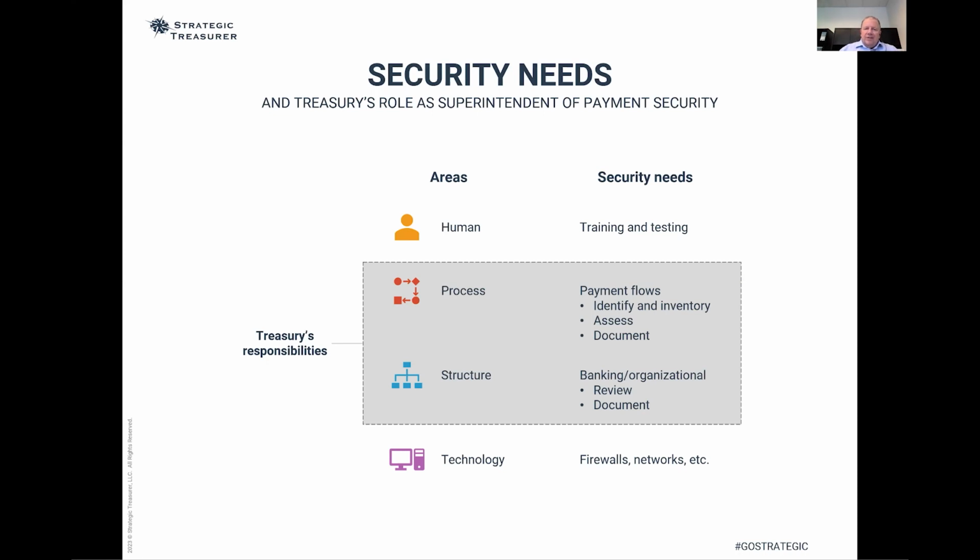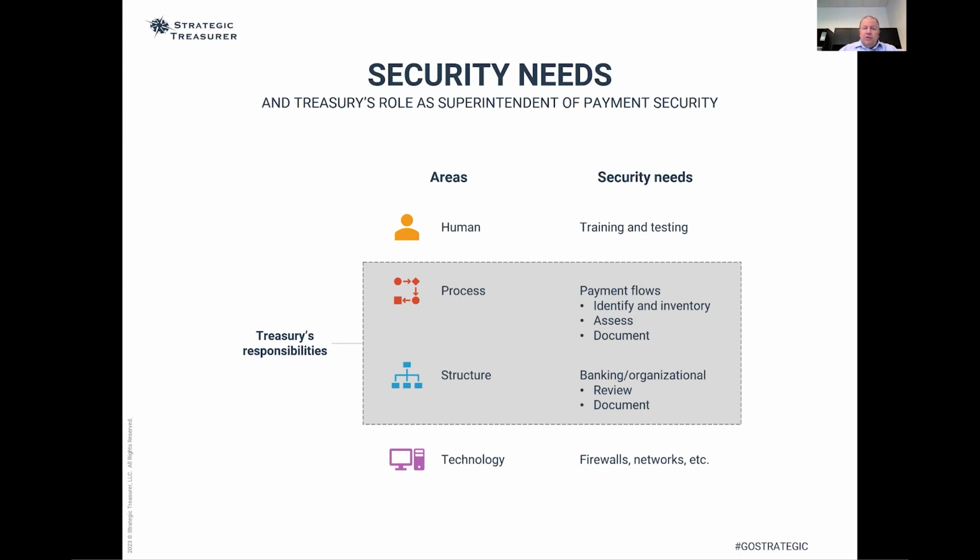In a superintendency of payments, Treasury is responsible for protecting cash. Treasury owns cash. That is pretty easy to understand. And as part of owning cash, they're responsible for protecting it. And they manage payments. Payments run through banks. They're in the best position to manage and oversee payments while not necessarily doing everything related to payments and not necessarily doing everything necessary for payment security.